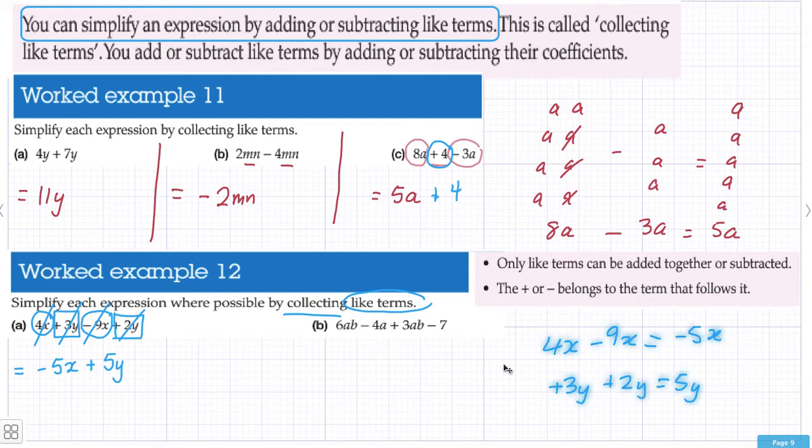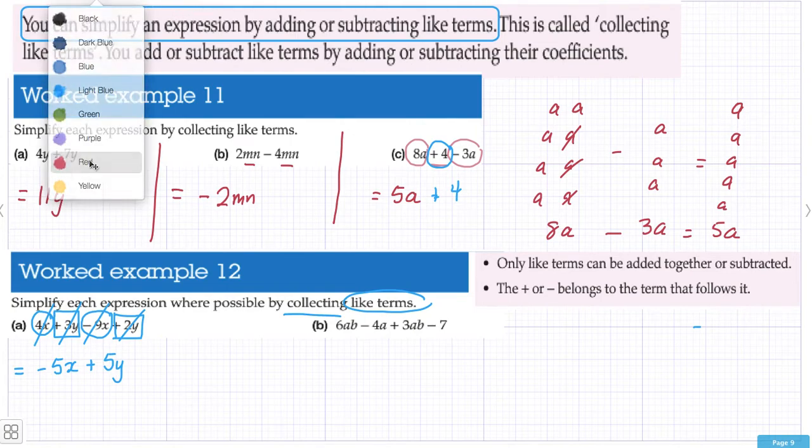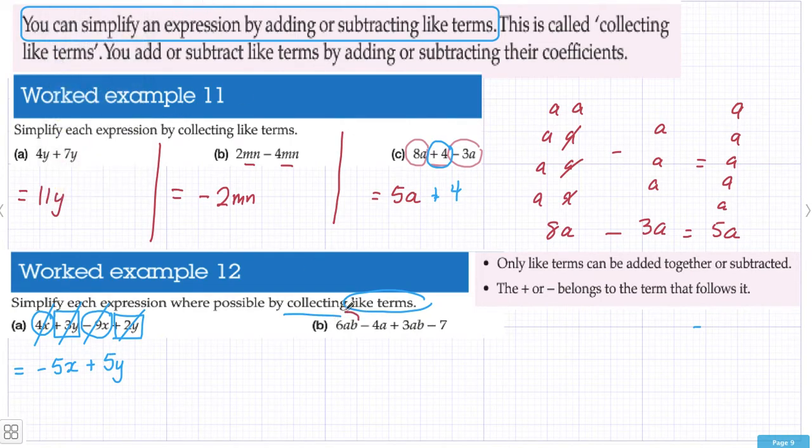The last part is this part here. Again, I'm going to do the same thing. I'll do this in red this time. AB. We've got another AB term there with a plus 3. This is an A on its own, so I put a square around that. And this minus 7, see it has no letter? It's actually different again, so I'm going to put a little triangle. So I'm going to go through my different shapes first of all.